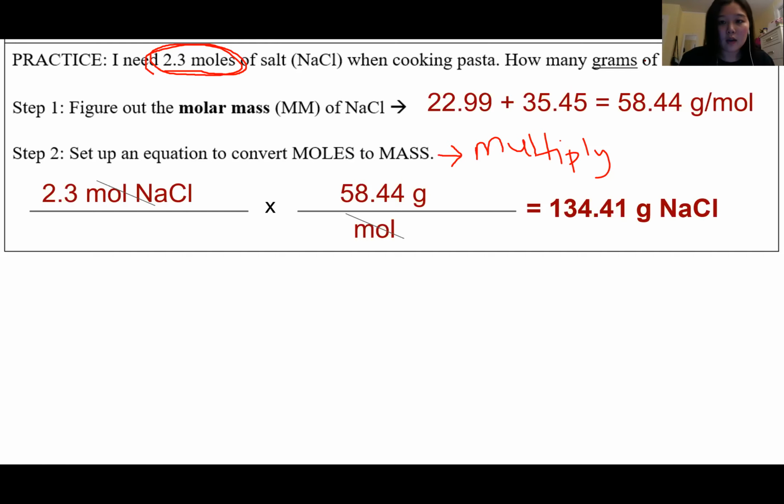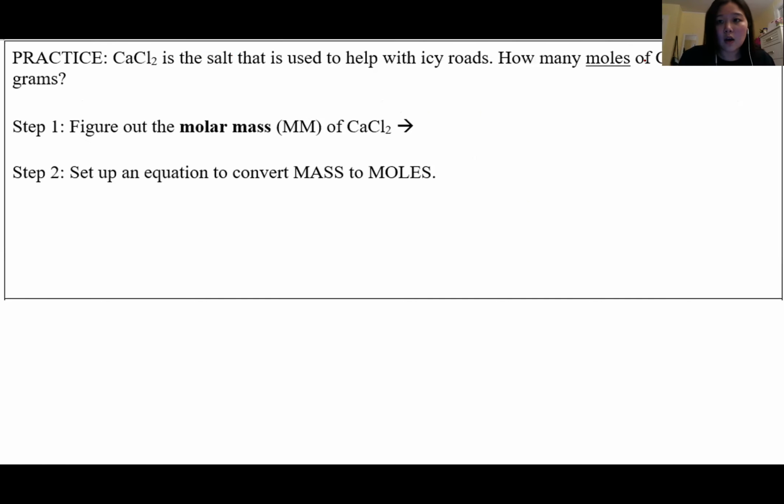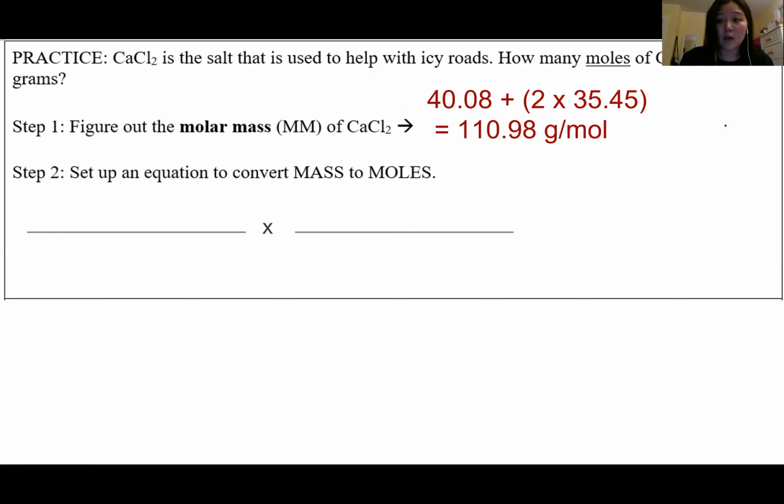Okay, so moving on. Calcium chloride is the salt that is used to help with icy roads. How many moles of calcium chloride is in 300 grams? So first step, you want to figure out the molar mass of the substance given. When we set up the equation, what do we always start with? We start with our given value, which is 300 grams.